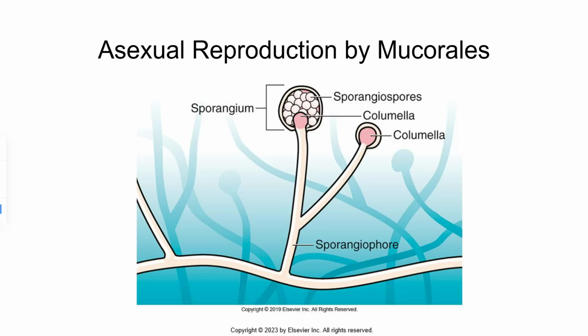So here is asexual reproduction by Mucorales. Here you can see a sporangiophore that's formed. At the top of the sporangiophore is the sporangium and the columella. The columella is surrounded by the sporangium, and sporangiospores will be produced inside of here, and eventually this breaks open and releases those into the environment.